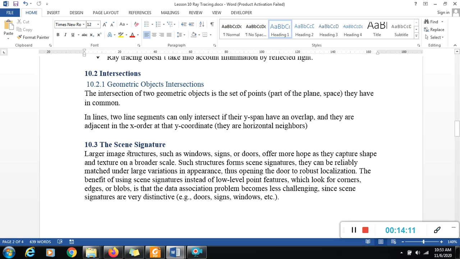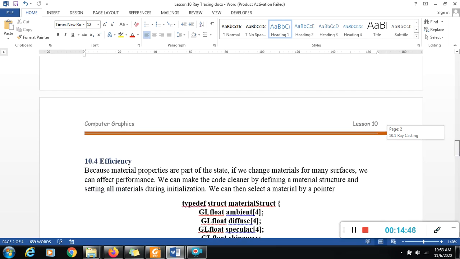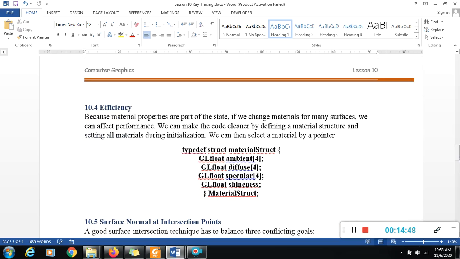Now the scene signature. The larger image structures such as windows, signs, or doors offer more hope as they capture shape and texture on a broader scale. Such texture forms scene signatures. They can be reliably matched under large variations in appearance, thus opening the door to robust localization. The benefit of using scene signatures instead of low-level point features, which look for corners, edges, or blobs, is that the data association problem becomes less challenging, since the scene signatures are very distinctive. They focus on the doors, signs, windows, not on particular pixels. Of course, they still zero down to pixels.